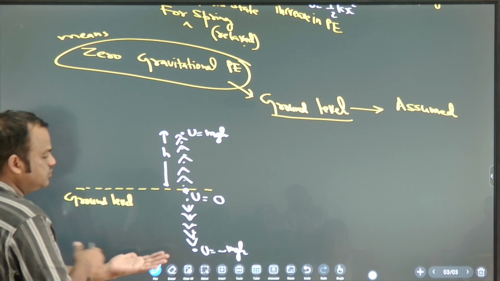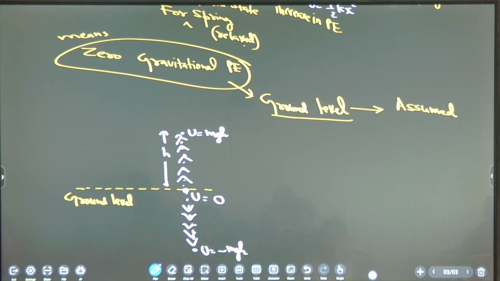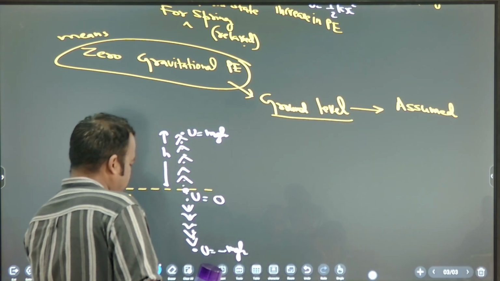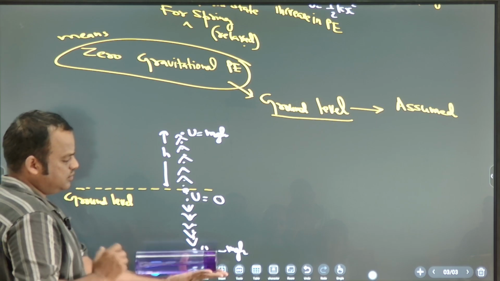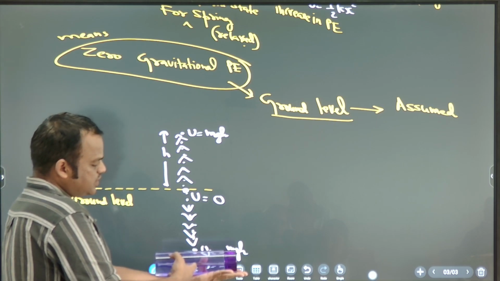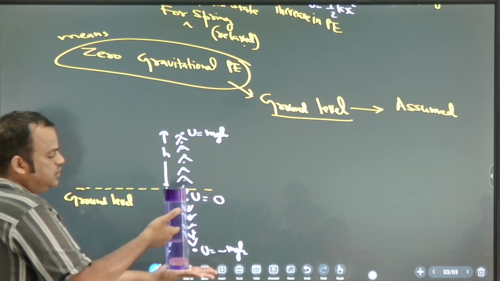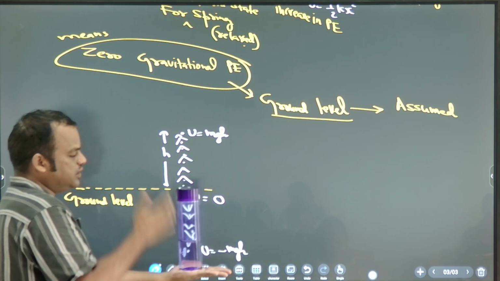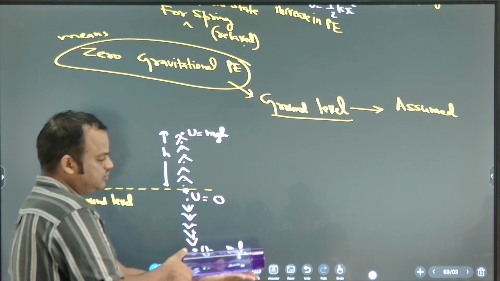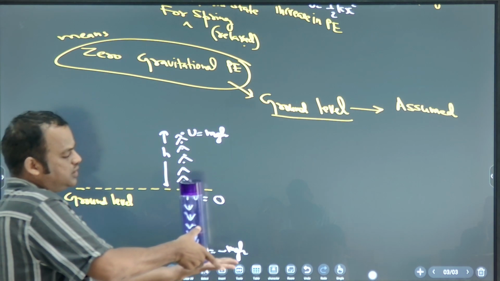Suppose I hold the bottle like this, the center of mass is here. Now this is the ground level. In which case is there more potential energy, standing or sleeping? Standing, where is the center of mass? Here. So what is the height of the center of mass? Half.